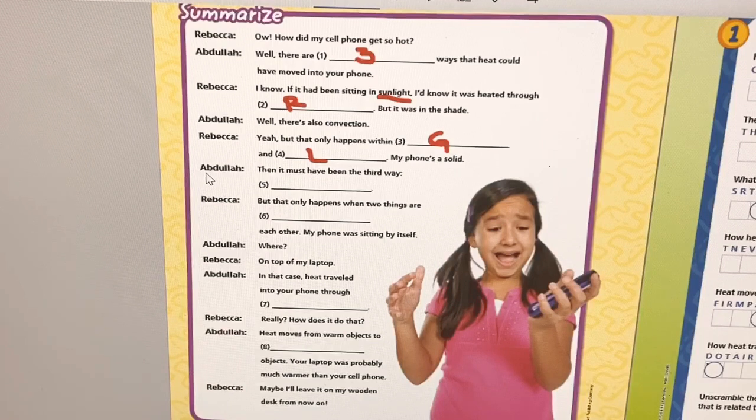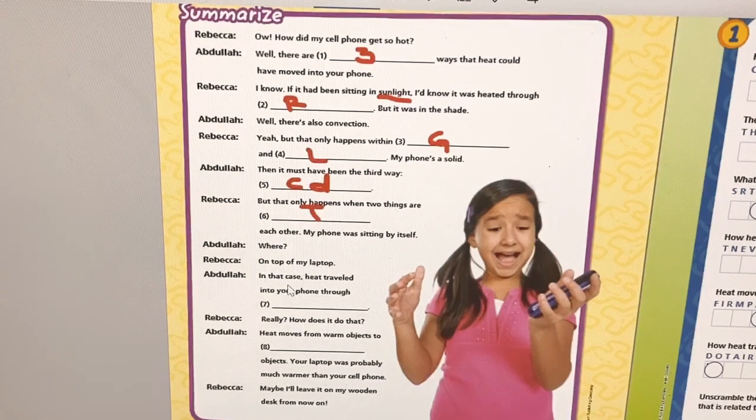So Abdullah, then it must have been the third way. What is the third way? Yes, conduction. I'm gonna write C, D for conduction, okay? But that only happens when 2 things must be touching. Yes, excellent. I'm gonna write T for touching each other. My phone was sitting by itself. Where? On top of my laptop.